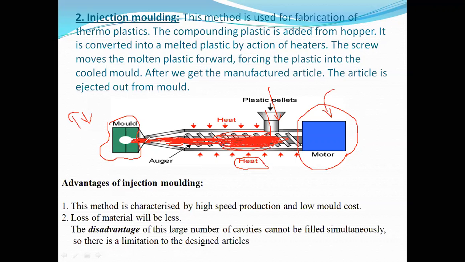The molten state is converted to the solid state, and this mold contains two parts, and the two parts are connected with a pin. When we open the pin, in between the mold we get an article. I would like to open the mold with a pin.